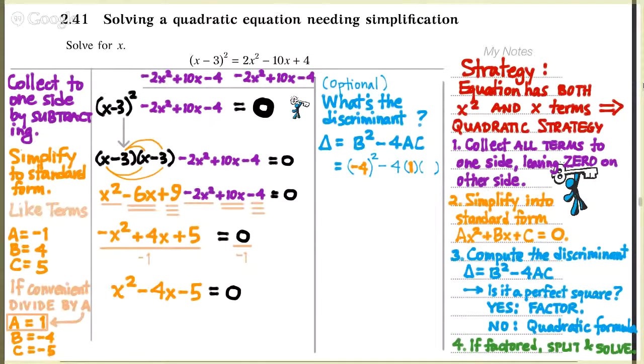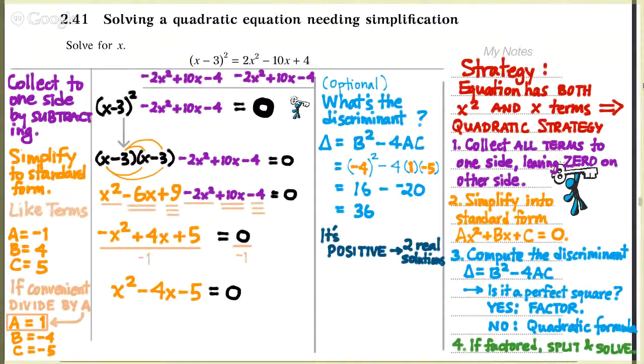a was 1, and c is negative 5. Being careful not to screw up the signs, negative 4 quantity squared is positive 16. And then I'll have minus 4 times negative 5. That's going to be minus negative 20. Minus negative 20 is the same as adding positive 20, and so I'm going to get 36 for the discriminant of this quadratic. What does that tell us? Well, it tells us two things. The first thing we notice about it is that it's positive. Because the discriminant is positive, that means that our equation is going to have two real number solutions.